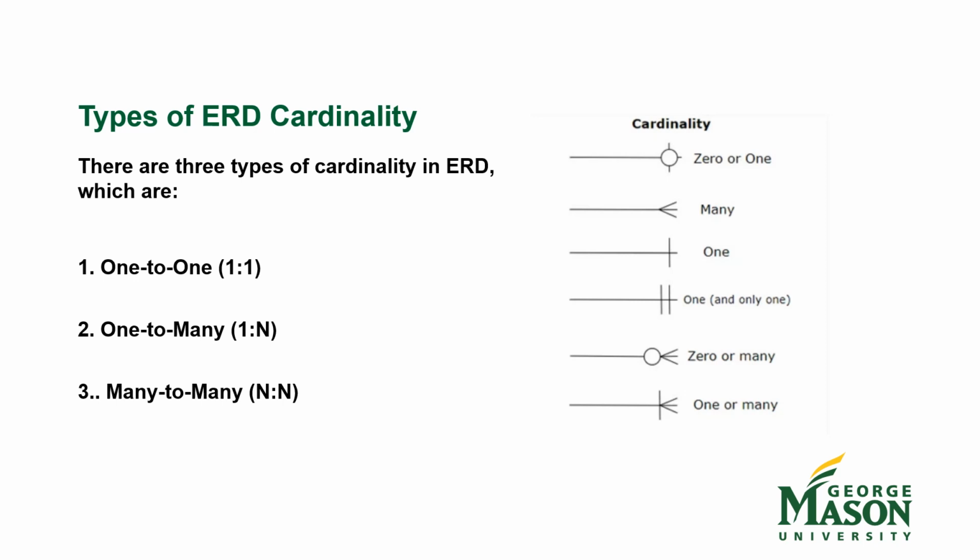One-to-many cardinality. In a one-to-many relationship, one instance of one entity can be associated with multiple instances of another entity, but each instance of the second entity is associated with only one instance of the first entity. This relationship is represented by an arrow pointed from the first entity to the second entity in the ERD. For example, in a university database, one department can have many courses, but each course can belong to only one department.